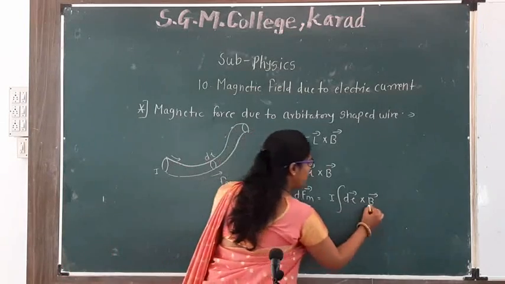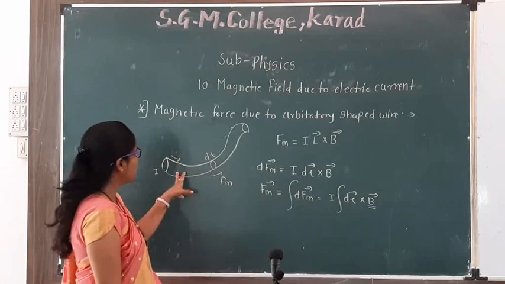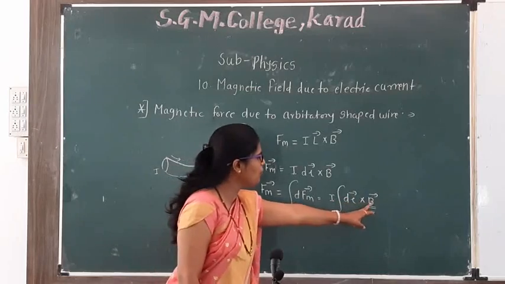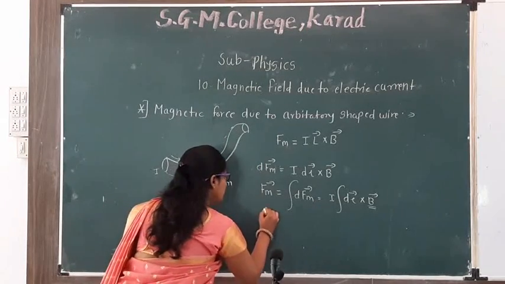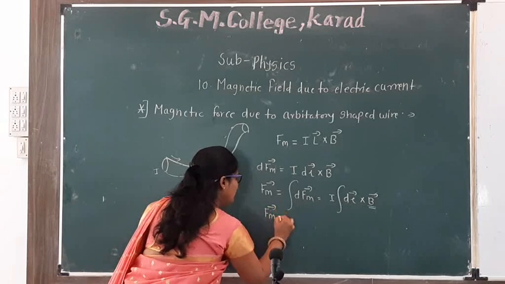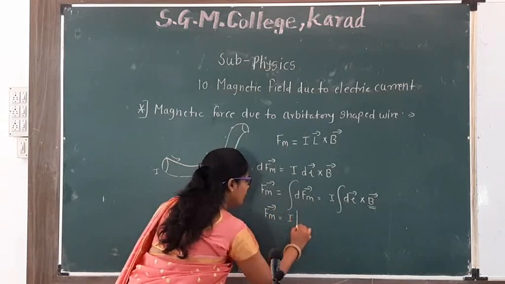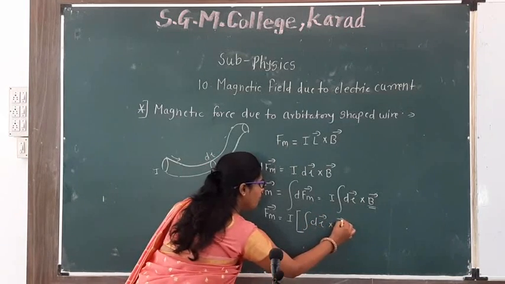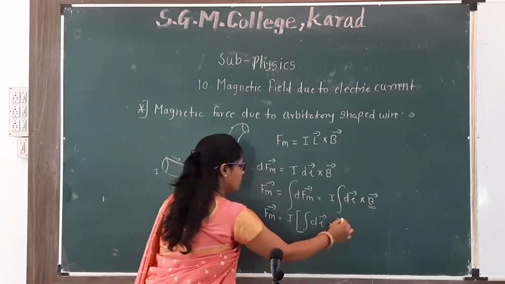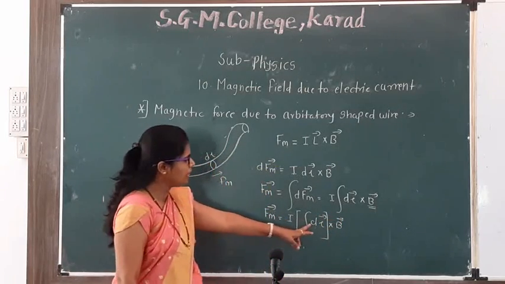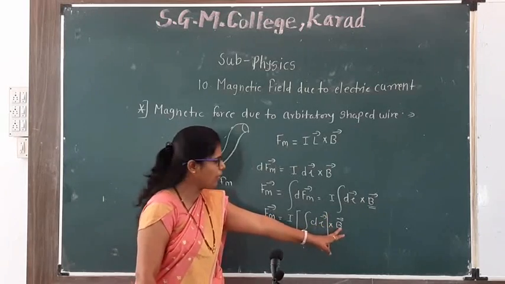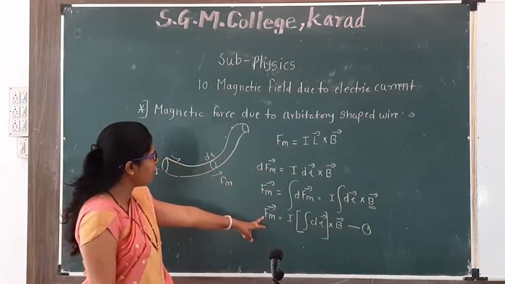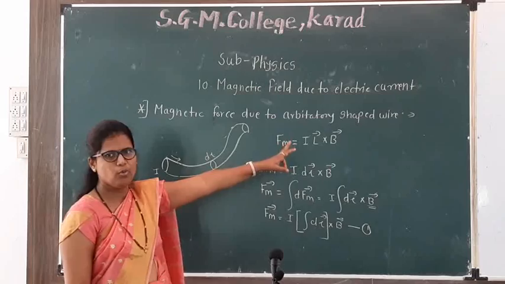Here the magnetic field B is uniform over the wire. Therefore, this equation can be written: magnetic force Fm is equal to I, in bracket, integration of vector dl, cross vector B. That is the equation for the magnetic force acting on the arbitrary shaped wire.